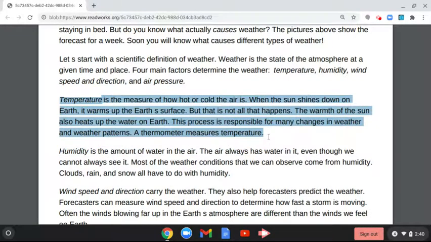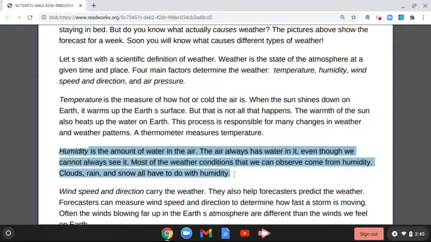Temperature is the measure of how hot or cold the air is. When the sun shines down on Earth, it warms up the Earth's surface. But that is not all that happens. The warmth of the sun also heats up the water on Earth. This process is responsible for many changes in weather and weather patterns. A thermometer measures temperature.